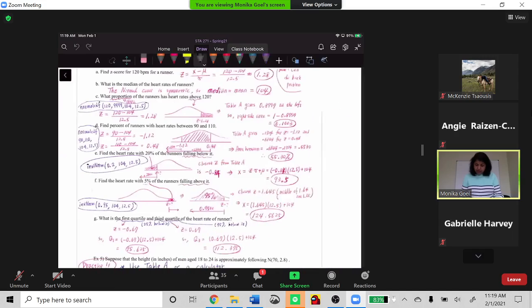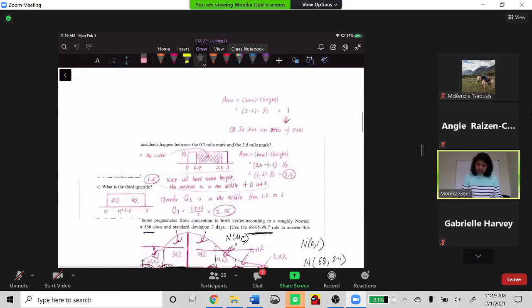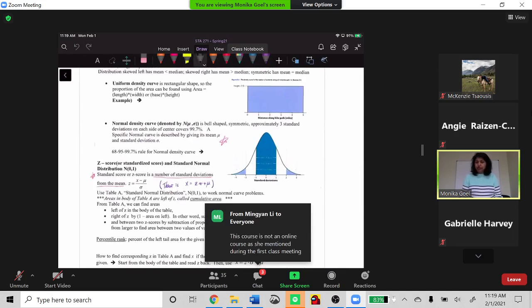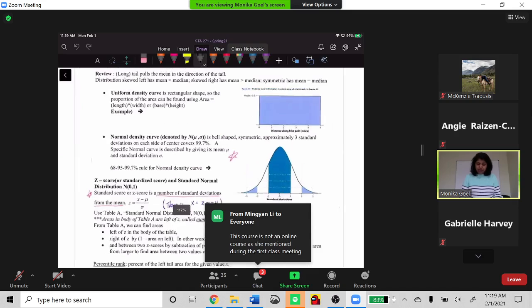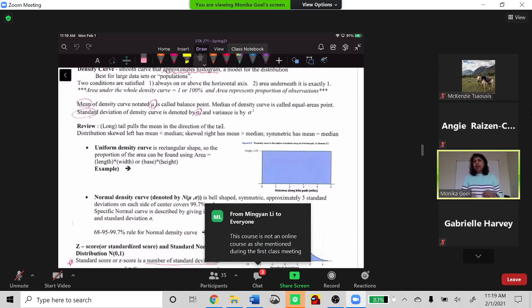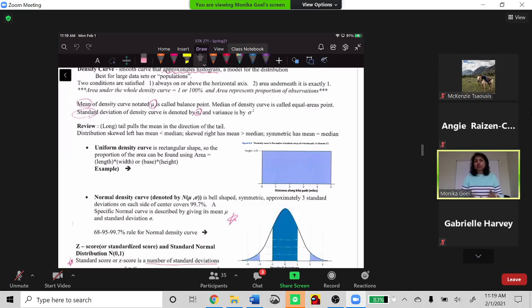If not, let me quickly talk about the last topic, uniform distribution. And I am using the chapter notes for Stat 108. They are on your Canvas, so you can find that information there. So far, we talk about normal density curve. Now, what is uniform density curve?